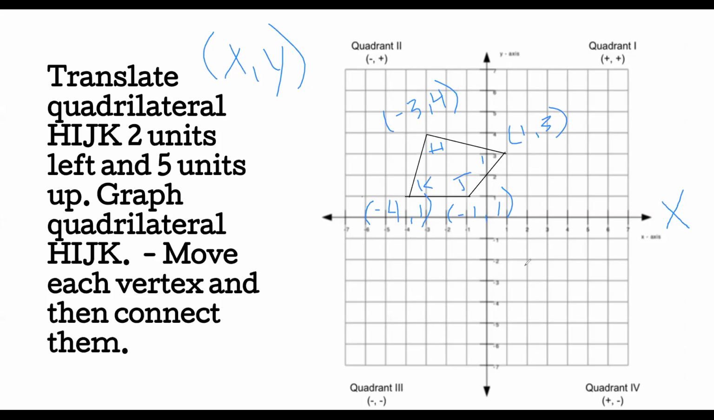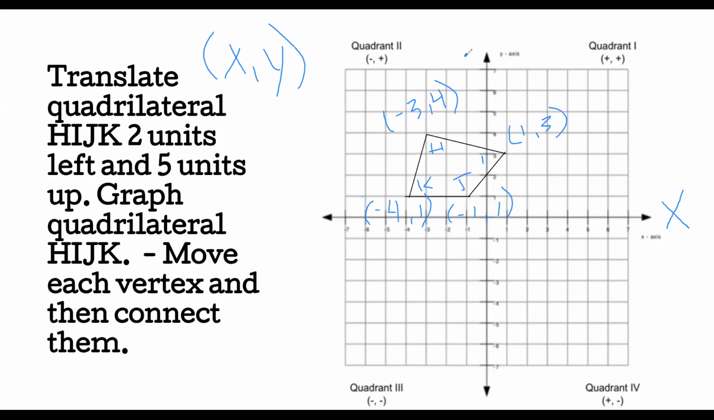So I'm going to start just with I, since that's where I started on the first one. If I'm moving 2 units to the left, that would be 1, 2. So I'm now at -1. And then I'm moving 5 units up. So 1, 2, 3, 4, and 5 would be right here. So it's kind of off of my graph.